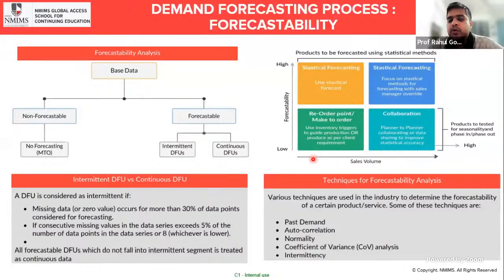And this 2 into 2 segment is based on the sales volume and a parameter which is called forecastability. So what we are trying to say here is, if the sales volume is high and the forecastability is high, this is the decision making: we should go ahead with generating the stat forecast. Why? Because there is a high probability of getting a good forecast and the sales volumes are also high. So focus on statistical methods for forecasting with sales manager override.